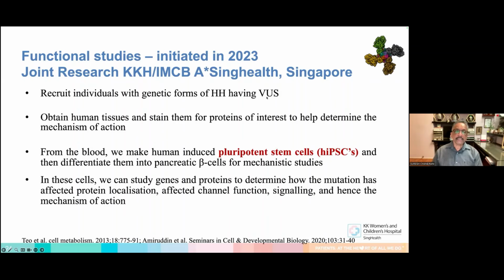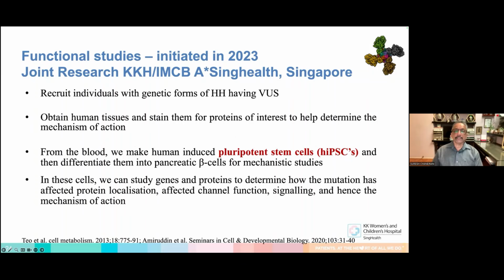So we started functional studies in 2023. We joined with the Institute of Molecular and Cell Biology, A*STAR, Singapore. What we do is recruit individuals with genetic forms of HH having a VUS, obtain the human tissue, and stain it for proteins of interest to help determine the mechanism of action. From the blood, this is the most important step: from the blood of the patient and the parents, we make human induced pluripotent stem cells and differentiate them into pancreatic beta cells for mechanistic studies.